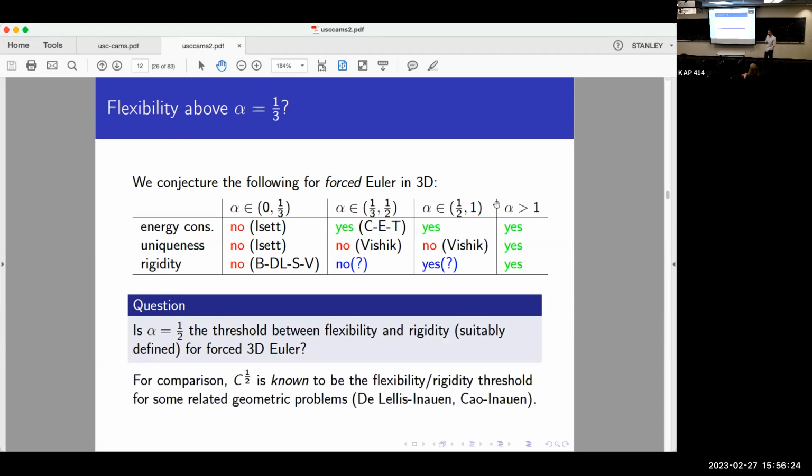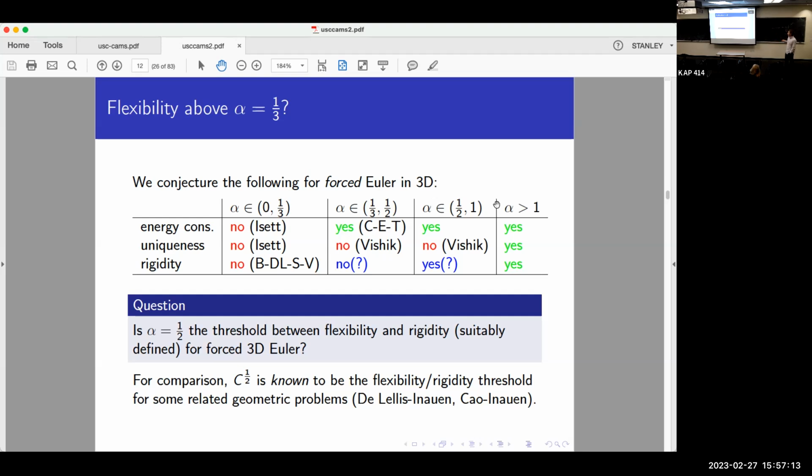But there has been some precedent for 1/2 being a threshold, which is a motivating factor. So recently, C1/2 has been established as the exact threshold for some problems related to isometric embedding and isometric extension. This is work of De Lellis, Inauen, and Cao. They've shown that for the original type of problem that led to convex integration being invented, C1/2 is the threshold. So they've constructed an H principle for regularity below 1/2, and they've shown rigidity above 1/2 for these problems. So given the fact that our convex integration also gets stuck at 1/2, this motivates one to expect that perhaps 1/2 is also the threshold for 3D Euler. Yeah, so we leave that as a question for now.